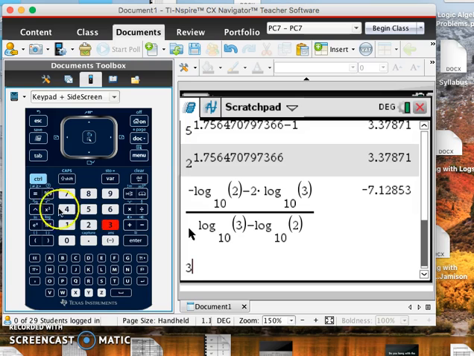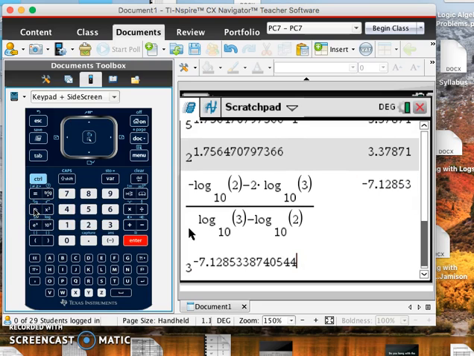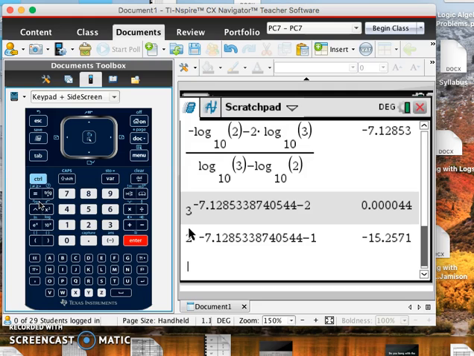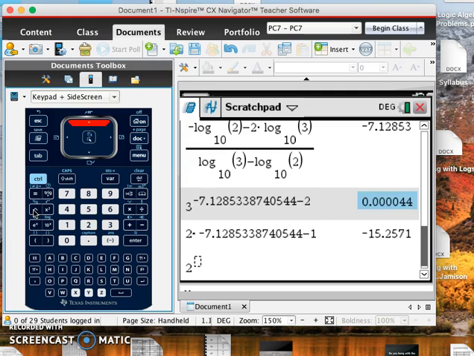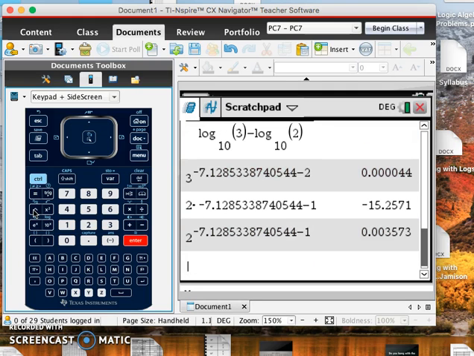So does 3 to the power of x minus 2 equal 2 to the power of x minus 1? Something messed up. 2 to the power of x minus 1. And it looks fairly close. I wonder if something rounded here, but let's check our work.